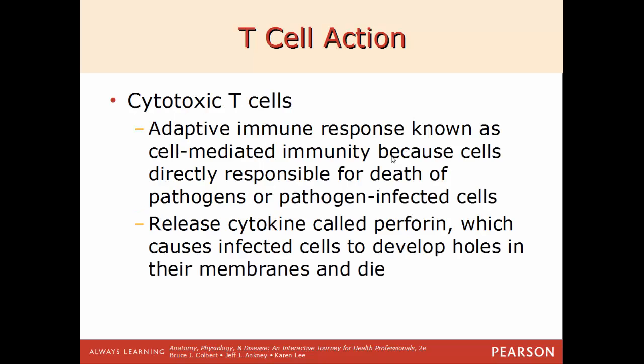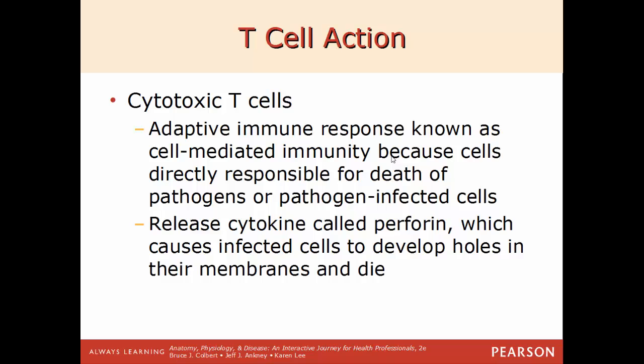The first one, the killer T cells, or cytotoxic T cells. Now, these play a key role in what's called the cell-mediated immunity response, because these cells directly are responsible for the death of pathogens, or pathogen-infected cells. How they work is similar to the natural killer cells of the innate system. They release a cytokine called perforin, which basically pokes holes in a pathogen until it ruptures the cell membrane and it falls apart. In the cell-mediated response, they are directly attacking the pathogen.